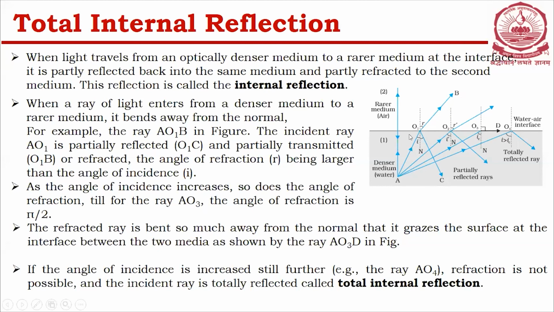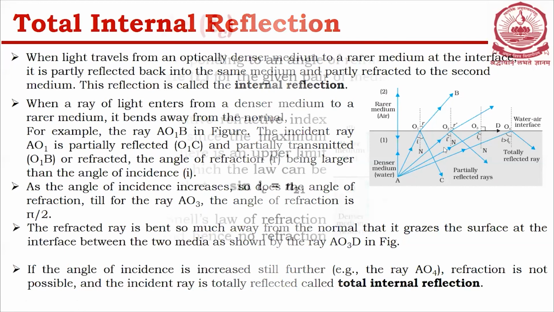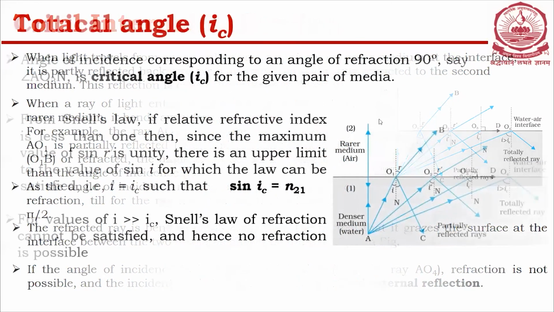As you increase the angle of incidence, first is I dash, and IC is your critical angle. You can see this angle, and no more refraction takes place at the critical angle. If the angle of incidence is greater than the critical angle, there is no more refraction, only reflection takes place. That is called total internal reflection. This is another way to explain it.